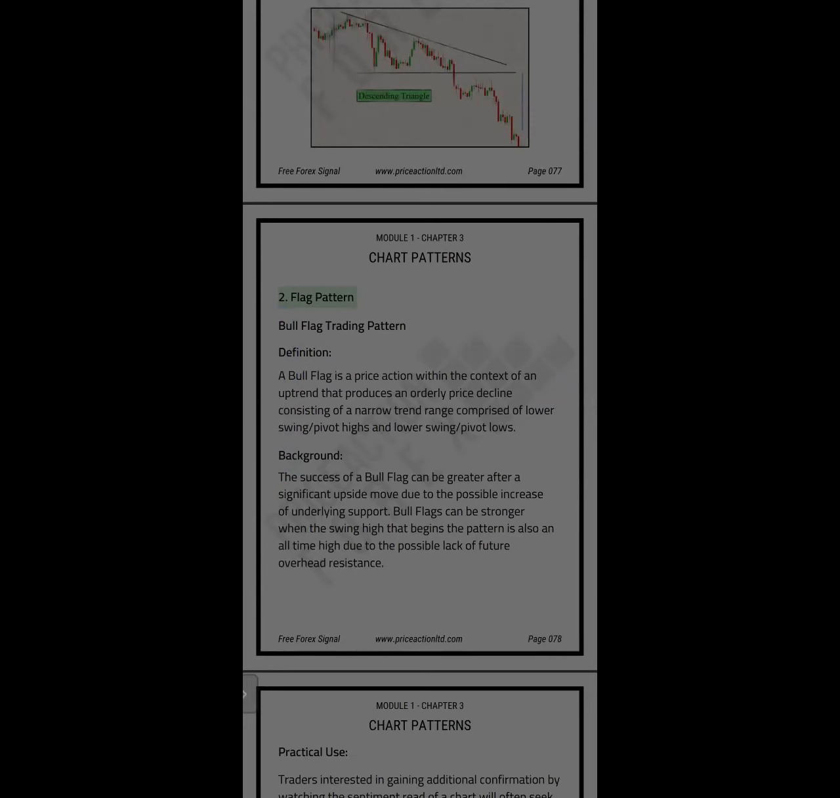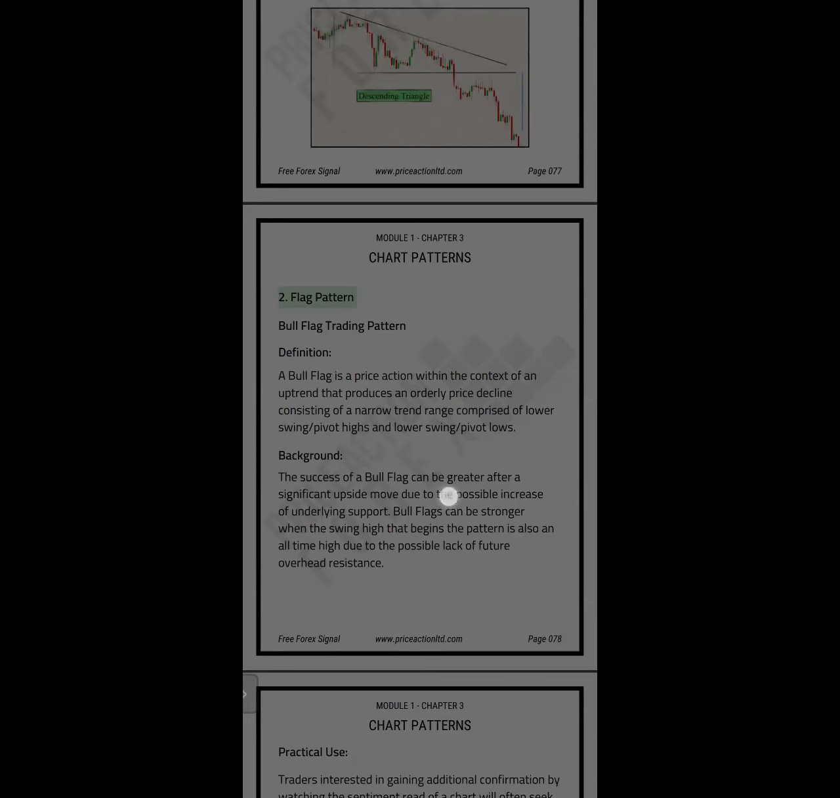And I also said it was an orderly price decline consisting of a narrow trend range. It means that when the market was going up, a bull flag will form when there is something like a downward channel. It appears like a channel that is going down, and when the resistance is broken, that is when the bull flag is confirmed.